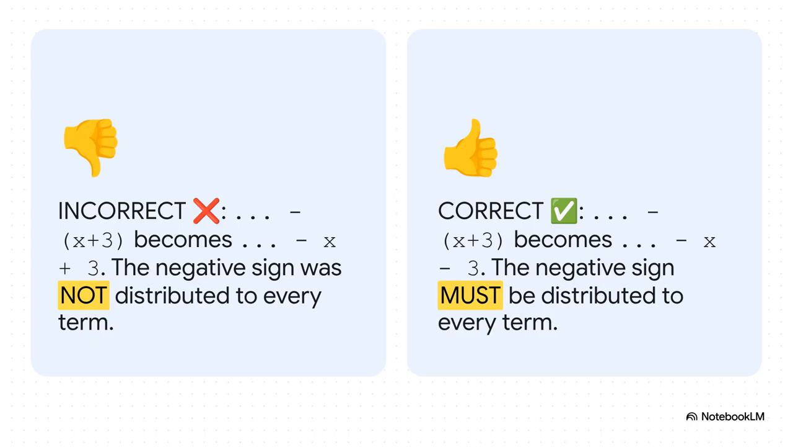On the left, in the incorrect version, that negative sign only hit the x. But look at the correct side. That negative has to be distributed to both the x and the 3. Forgetting to do that is the single fastest way to get the wrong answer. Your best defense? Always, always, always use parentheses.